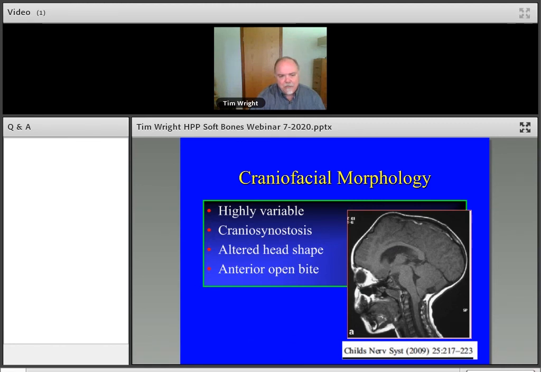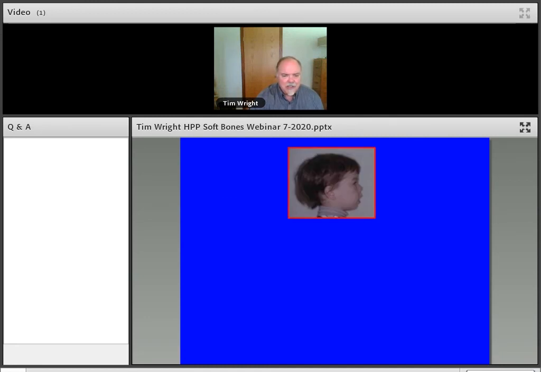Craniosynostosis is variable, so is cranial morphology. Head shape, just in general population, is quite variable. But anterior open bite is something that seems to be more prevalent in this population and in people with HPP than in the general population. So this little kid's got a kind of a longer front to back sort of head form.